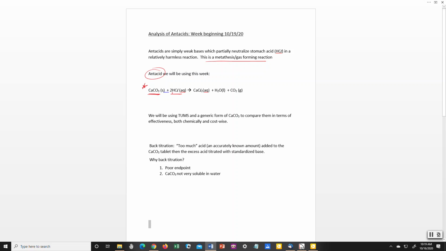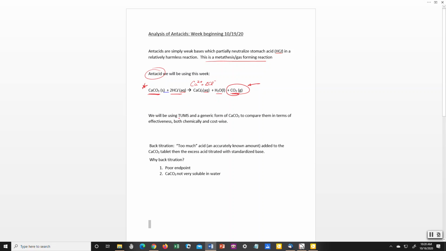And when these two react, you get calcium chloride, which is just Ca2+ and 2 Cl-, because it's aqueous, and water, and carbon dioxide. Now, carbon dioxide is a really uncomfortable side effect of this particular reaction. It produces gas, obviously, gas in your stomach. So they actually have anti-gas additions to tablets like Tums so that it doesn't relieve one problem and cause another.